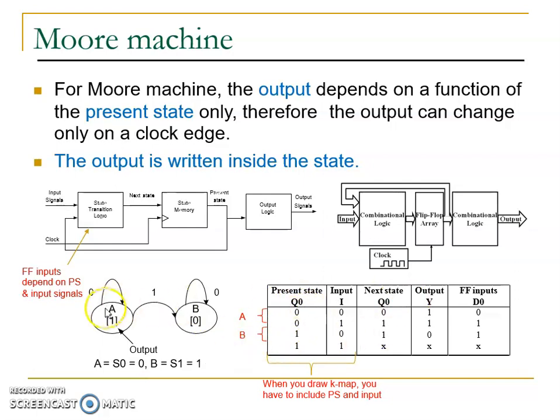Okay, we analyze this one. So for state A, input 0, the next state will be A. So state A, which is the present state, when we follow the input 0, the next state is state A also. So the next state is 0, which is A. And then the output is 1. So we put 1 here.